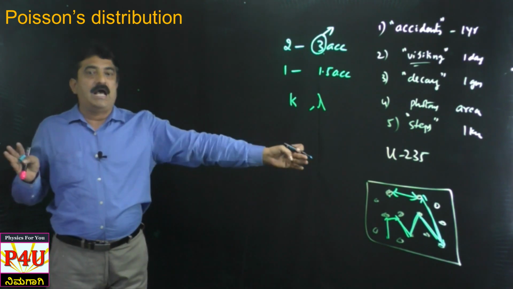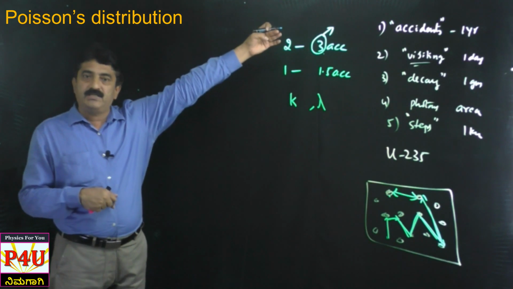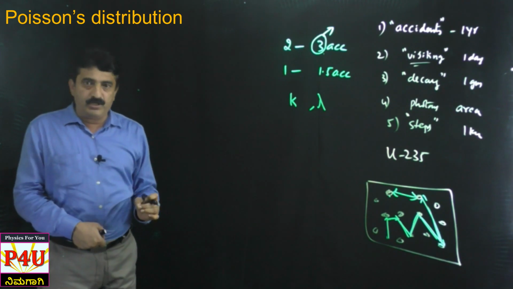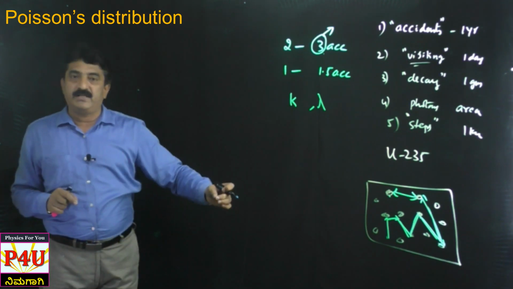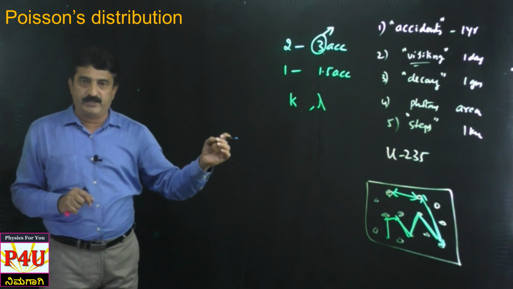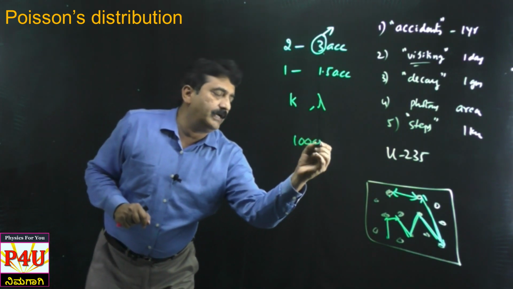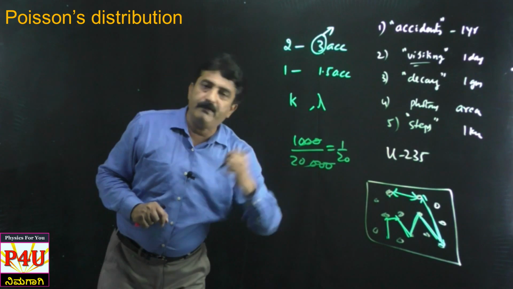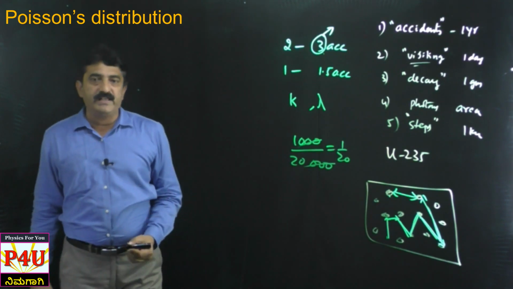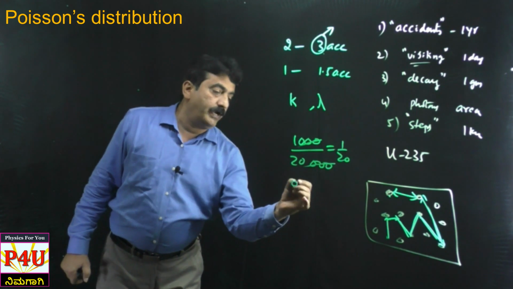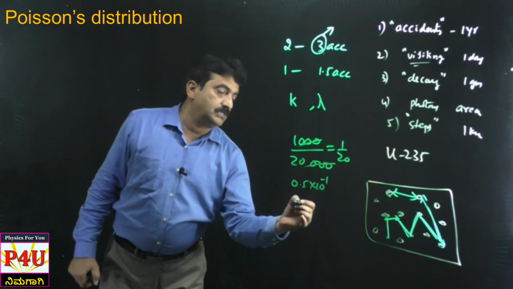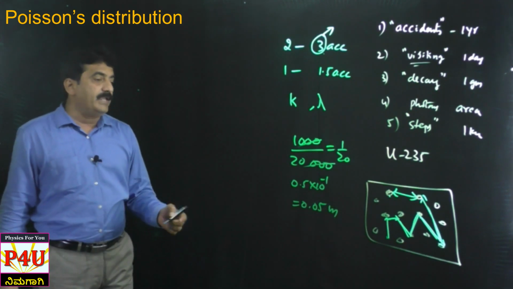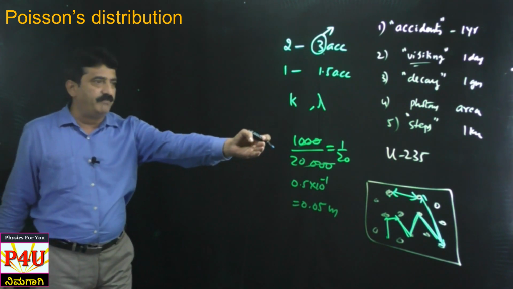It is the average happening. Like 1 kilometer distance, 20,000 steps I put, then per step, what is the distance? 1 kilometer means 1,000 meters. 1,000 meters divided by 20,000 steps, cancel, is 1 by 20 of a meter. 1 by 20 of a meter is nothing but 0.5 into 10 power minus 1, that is 0.05 meter. Got it? 0.05 meter means 5 centimeters, something like that. That way you can calculate.